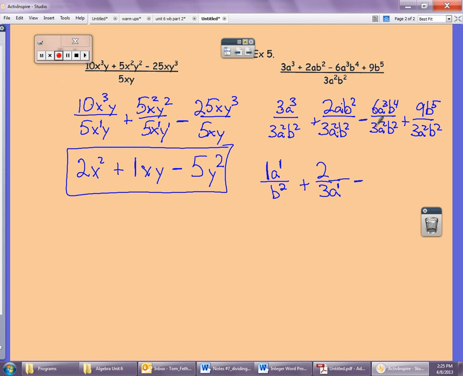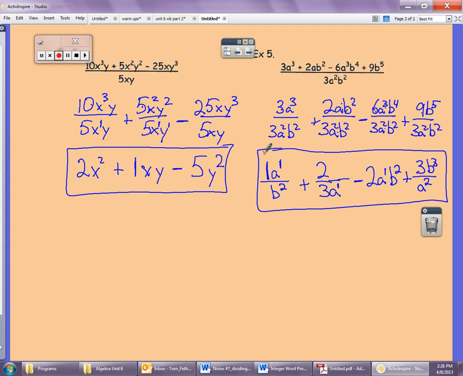Minus 6 divided by 3 is 2. So we have 2. 3 minus 2 gives us a to the first. 4 minus 2 gives us b to the second. And then we have plus 9 divided by 3 is 3. Now I have that a squared, it's in the denominator. I have no a's in the numerator, so I'm going to leave my a squared in the denominator. And then the b is 5 minus 2 gives us b to the third.